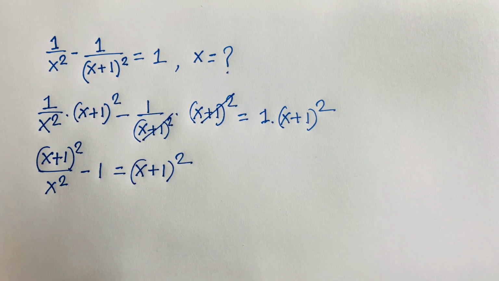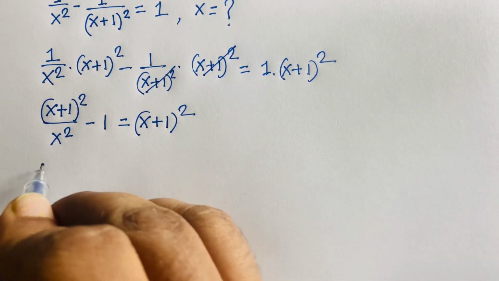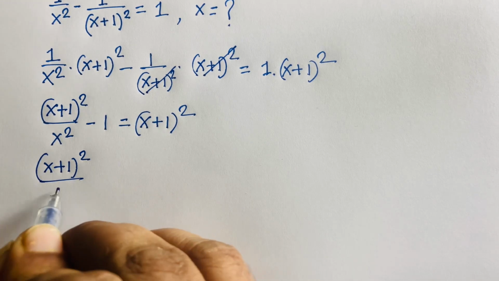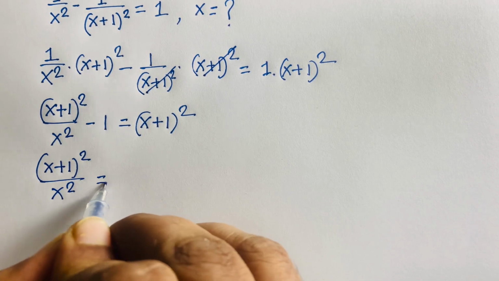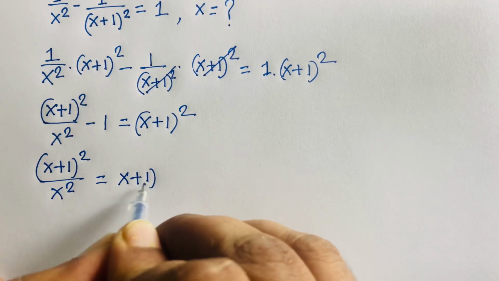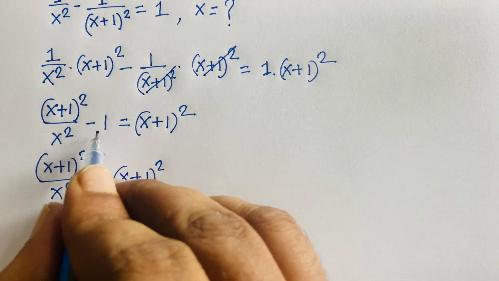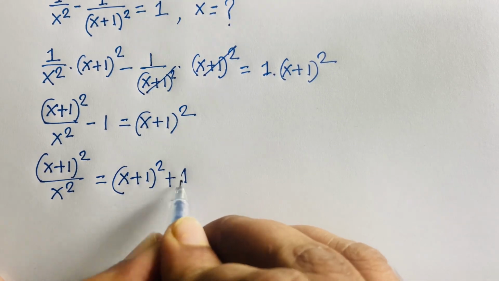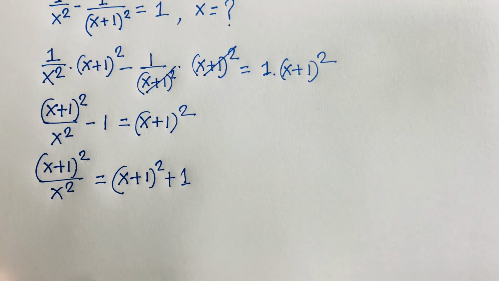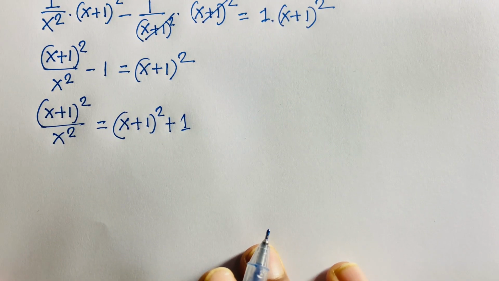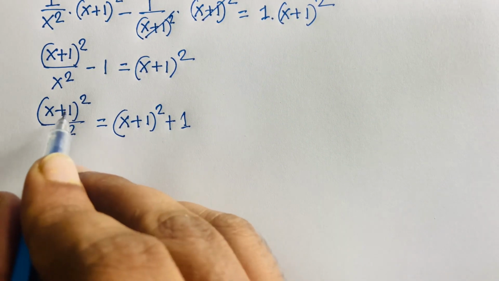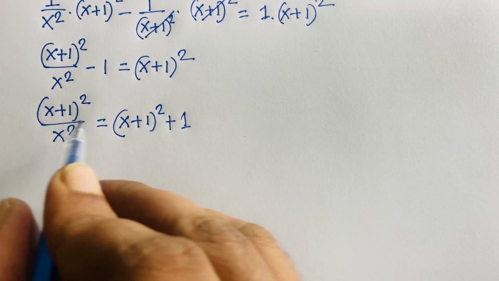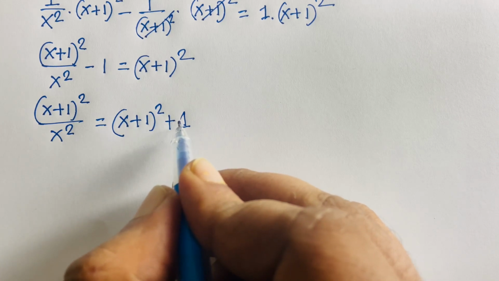Then this equation becomes, look, here is (x plus 1) whole square over x square is equal to (x plus 1) whole square. I just move this minus 1 to the right side, where we find out it will be positive 1. Here is minus, here is plus. Then I can see easily it will be (x plus 1) whole square over x square is equal to (x plus 1) whole square plus 1.